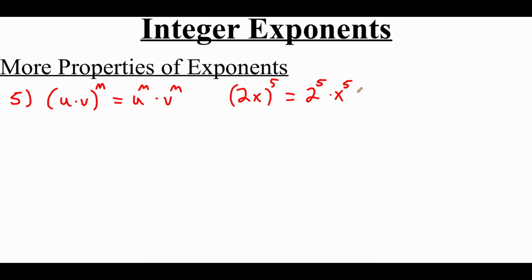Now technically, if we were simplifying this down as much as possible, we would want to figure out what 2 to the 5th power is. That happens to be 32. Now we can't really do x to the 5th power since we don't know what x is, so we would just leave that as x to the 5th.